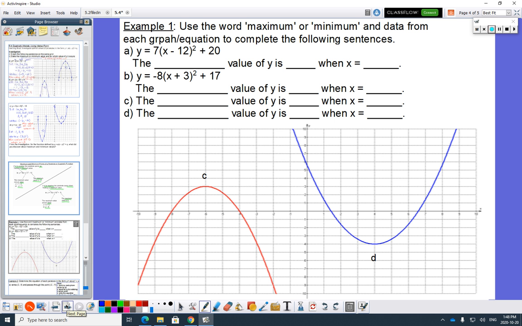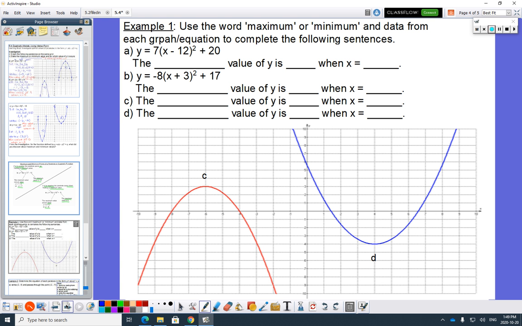Okay, so this question. For A and B, you're given the formula, and then for C and D, you're given the parabola. See how it says CD? They go together. So use the word maximum or minimum and add data from the graph. Sorry for the typo. Equation to complete the following sentences.